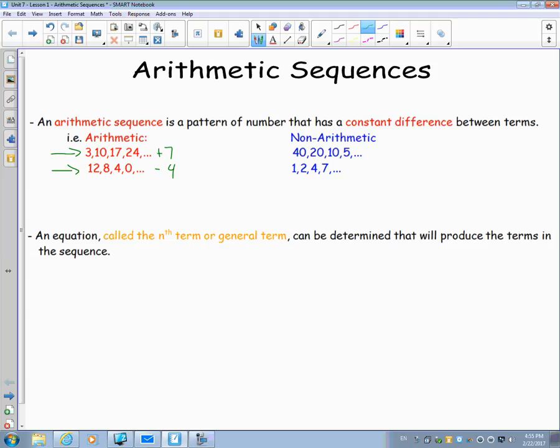40, 20, 10, 5. It went down by 20, and then down by 10, and then down by 5, and then down by so on and so on. It's cutting in half each time. The rate is changing as we go. That means it's not arithmetic.